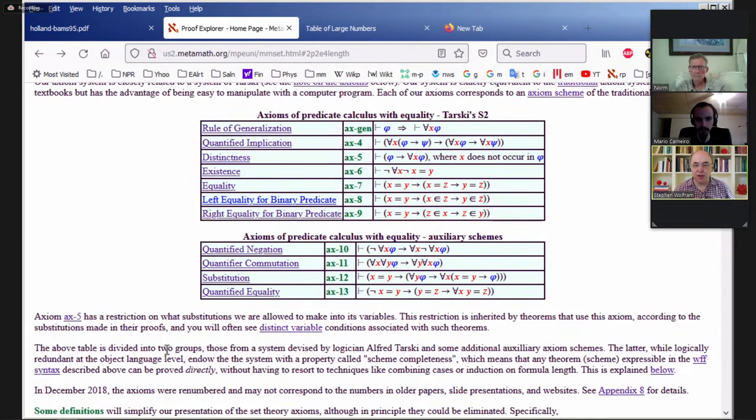Yeah. So whenever you substitute in MetaMath, you're going to be substituting these pattern variables, these x blanks.